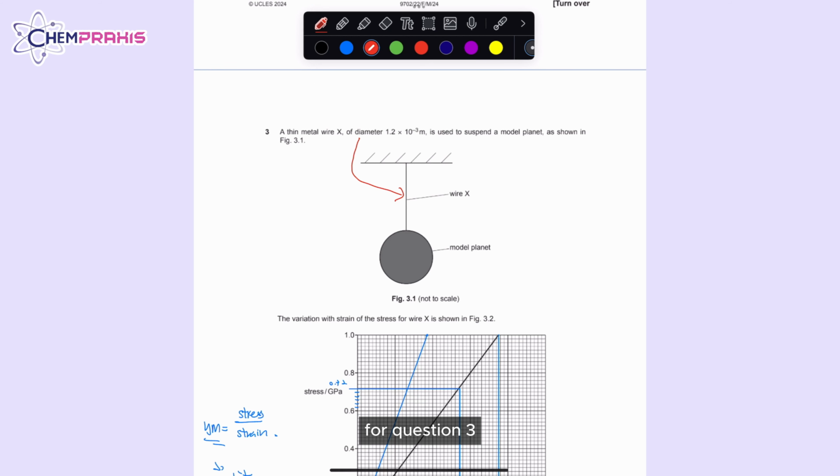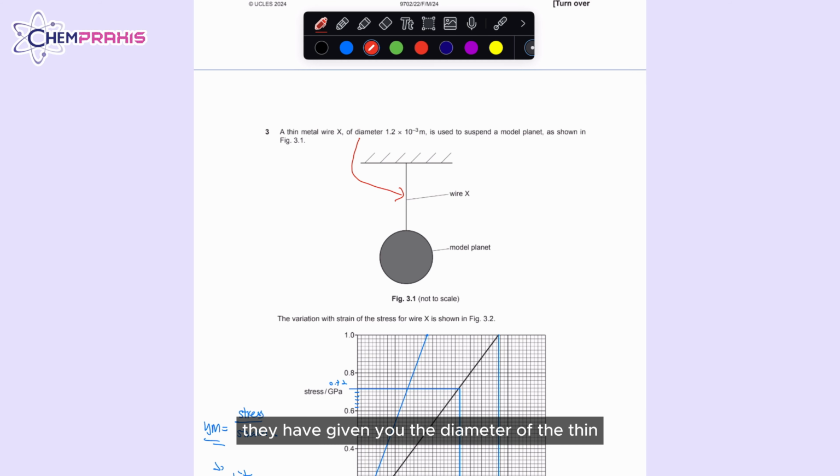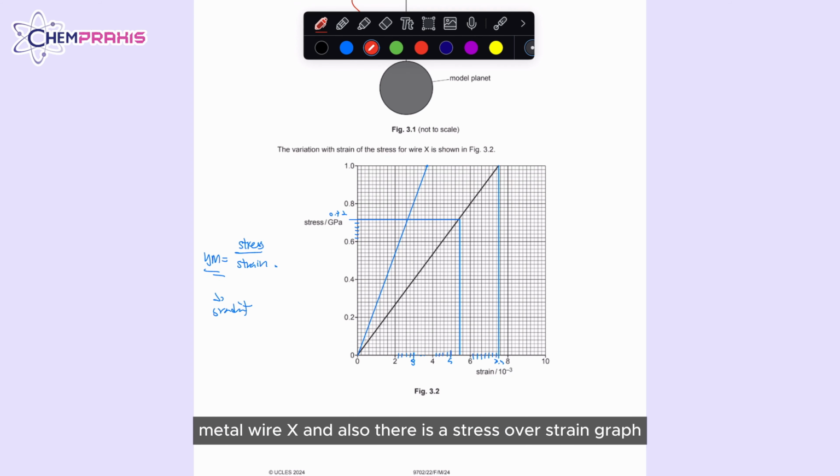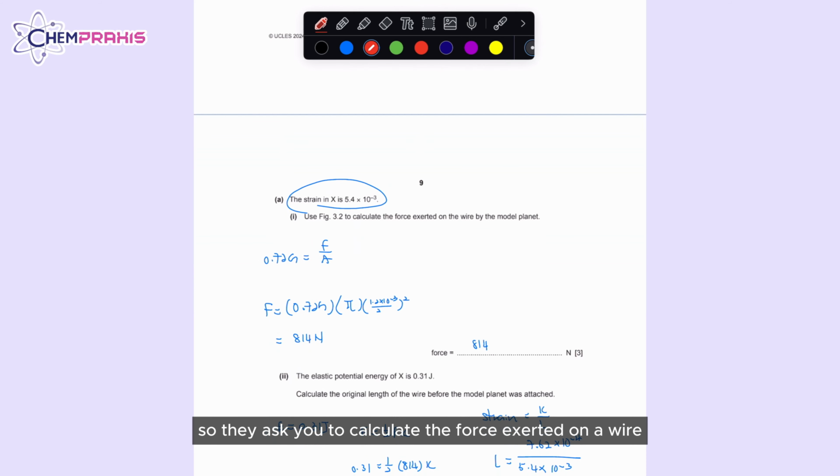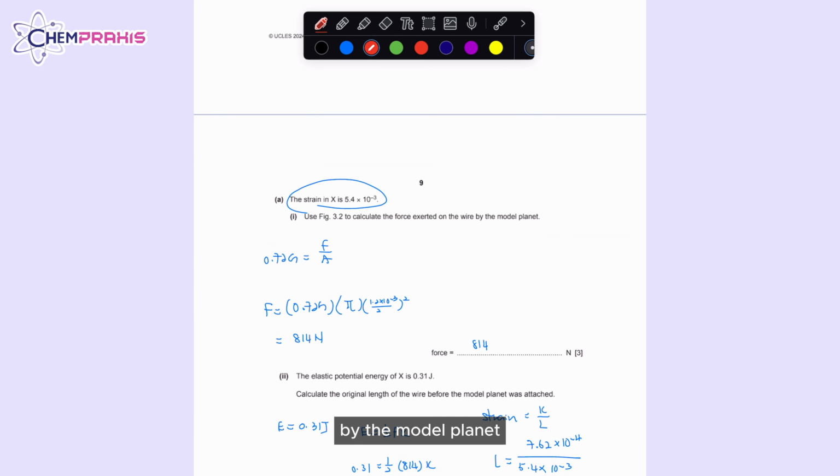For question 3, they have given you the diameter of the thin metal wire X, and also there is a stress over strain graph. They ask you to calculate the force exerted on the wire by the model planet.